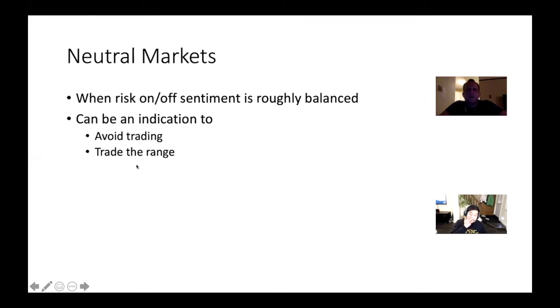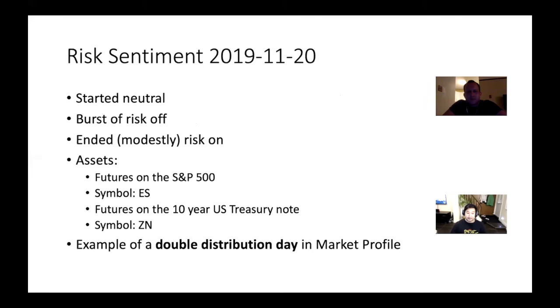Neutral markets. This is when risk on and risk off sentiment is roughly balanced. This can be an indication for us to either avoid trading entirely or to trade the range. What do I mean by the range? We'll see that in a second. So this is another example from today, actually, where we started off neutral. We had a burst of risk on sentiment. Chen told you a little bit about what that was specifically earlier in the session. And then we ended modestly risk on.